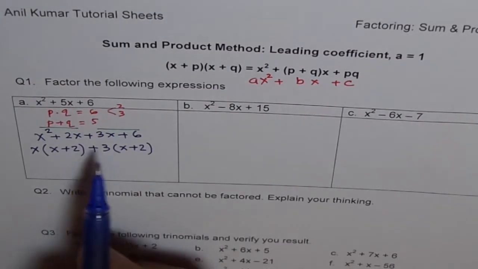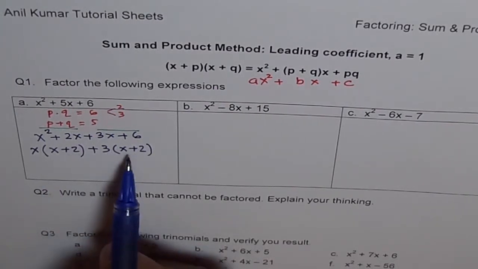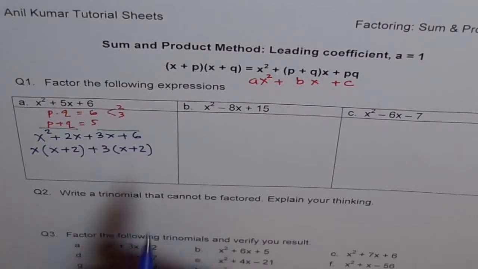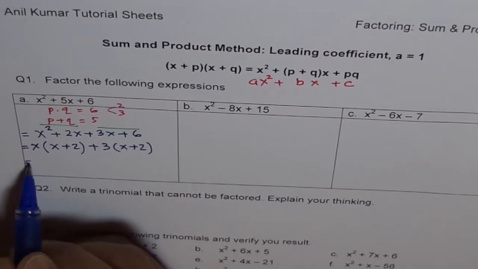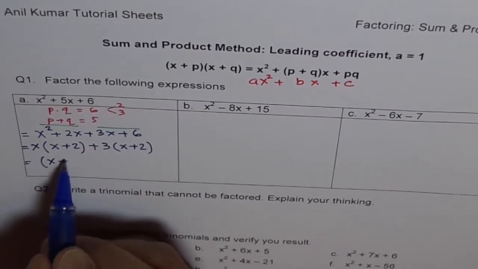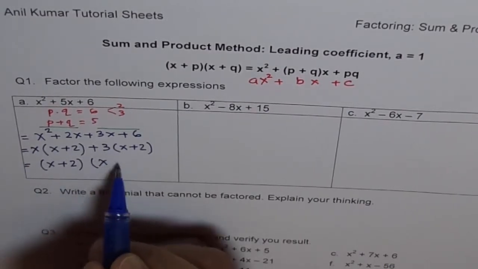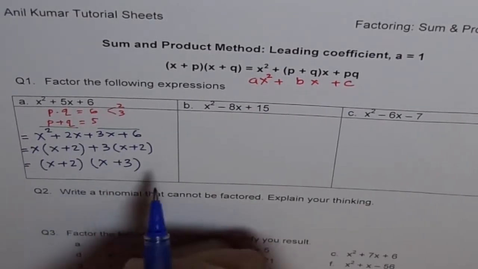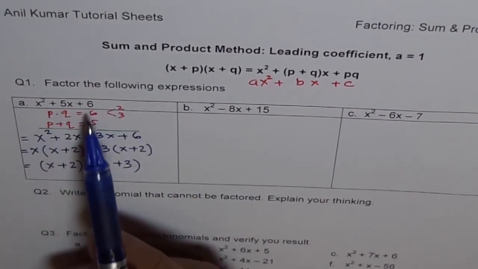Remember, we are doing this in a fashion so that we again get a common factor. So we get x plus 2, correct? So you can factor out x plus 2 now. Once you do that, you get (x plus 2) times x from here, and 3 is left here, correct? So we got the factors of x squared plus 5x plus 6.